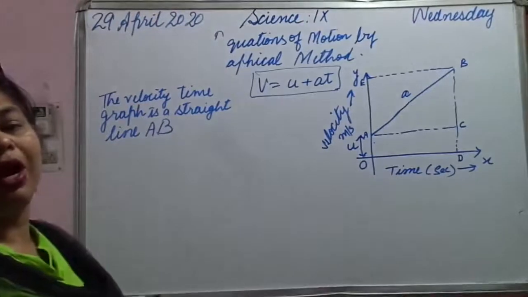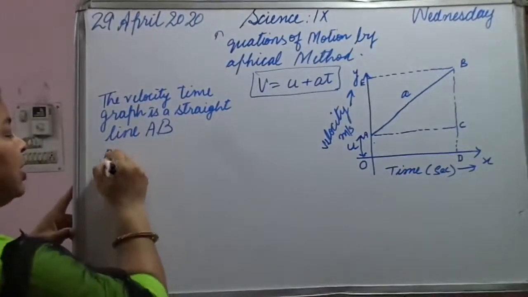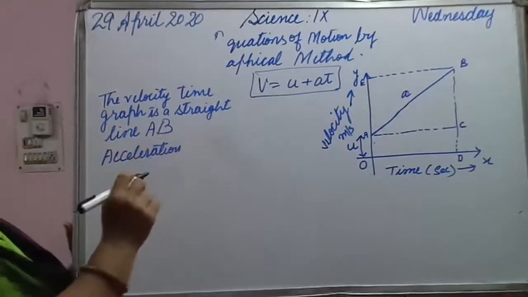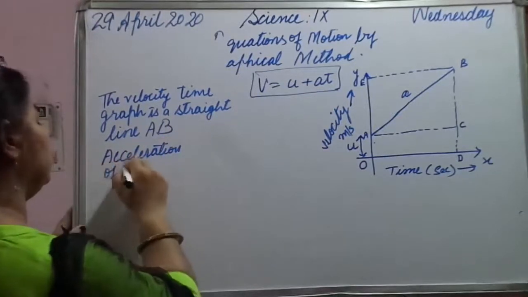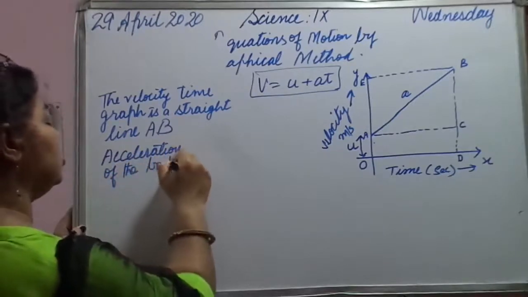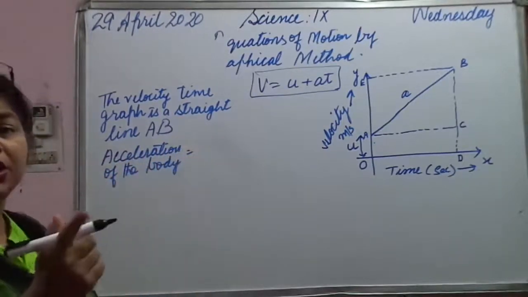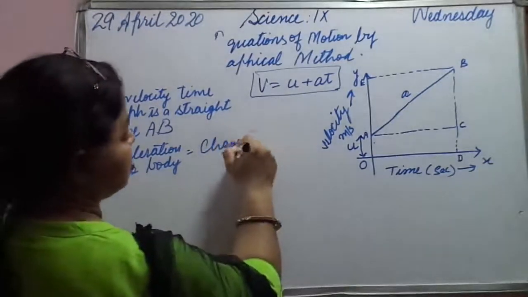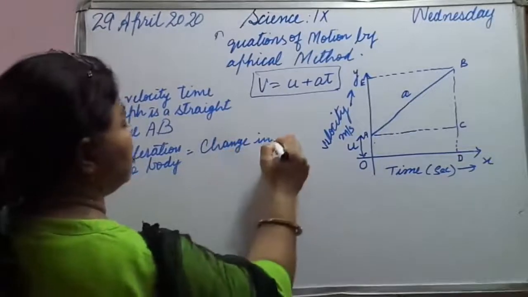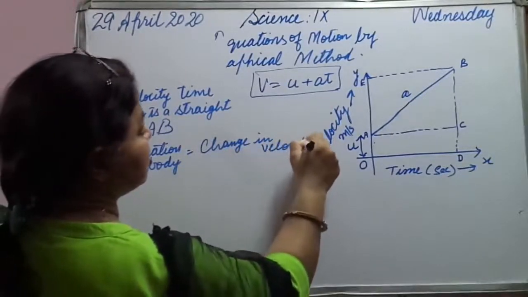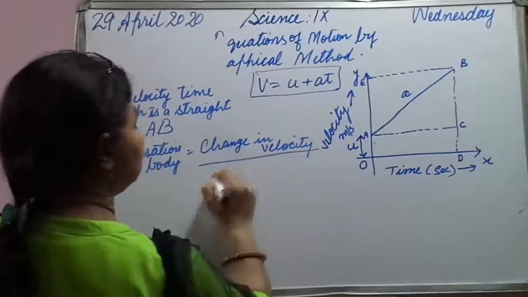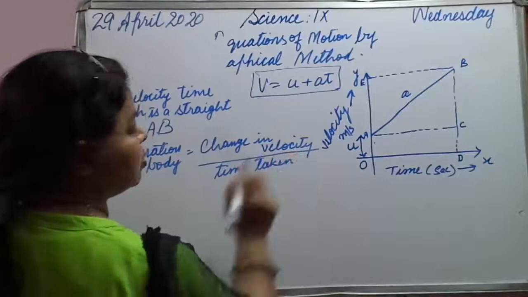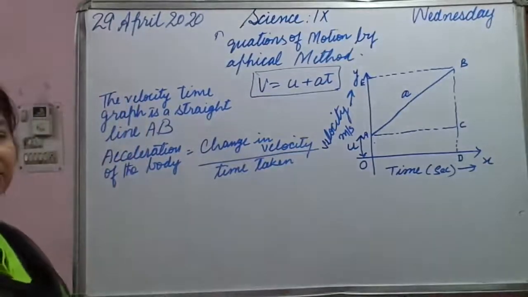Fine. Now after this, the next step that we will write is: acceleration of the body is equal to change in velocity upon time taken. Okay. Now what is change in velocity?